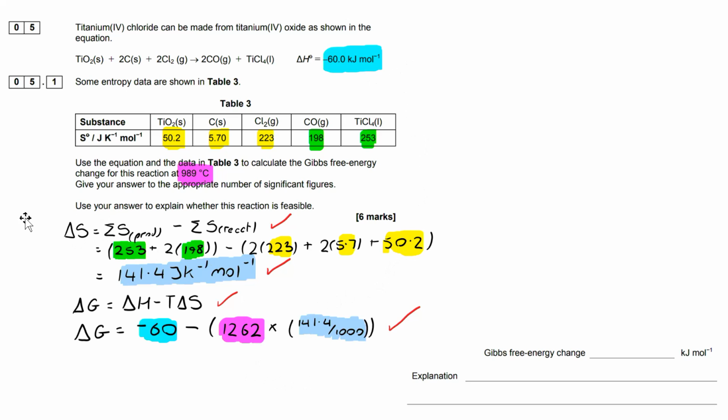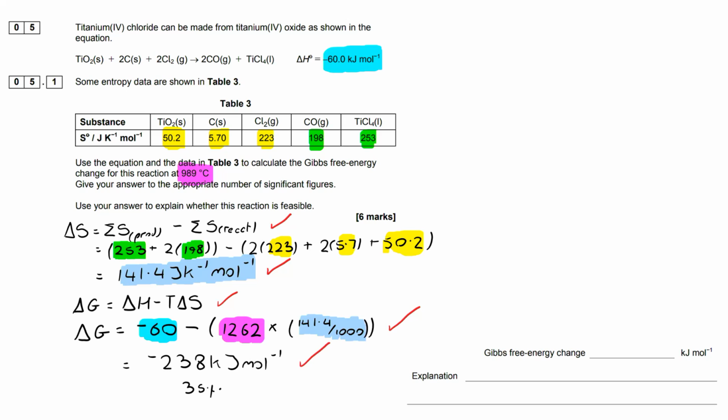Well, T was 989 degrees C, but I have needed to convert that to kelvins. So that's where the 1262 comes from. And I'm multiplying that by delta S. But you'll notice I've divided it by 1,000. Well, my delta S was in joules per Kelvin per mole. But my delta H and my delta G are in kilojoules per mole. So I've got to convert my entropy to the kilojoules per Kelvin per mole as I have here. And that will always be the case in a Gibbs free energy question.